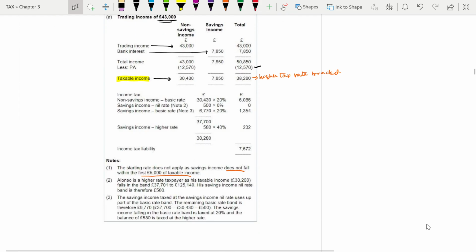You're talking about his taxable income, which is how much? His taxable income is 38,280. It is falling in the higher tax bracket. Therefore, his savings nil rate band will not be 1,000. His savings nil rate band will be how much? His savings nil rate band is going to be 500.